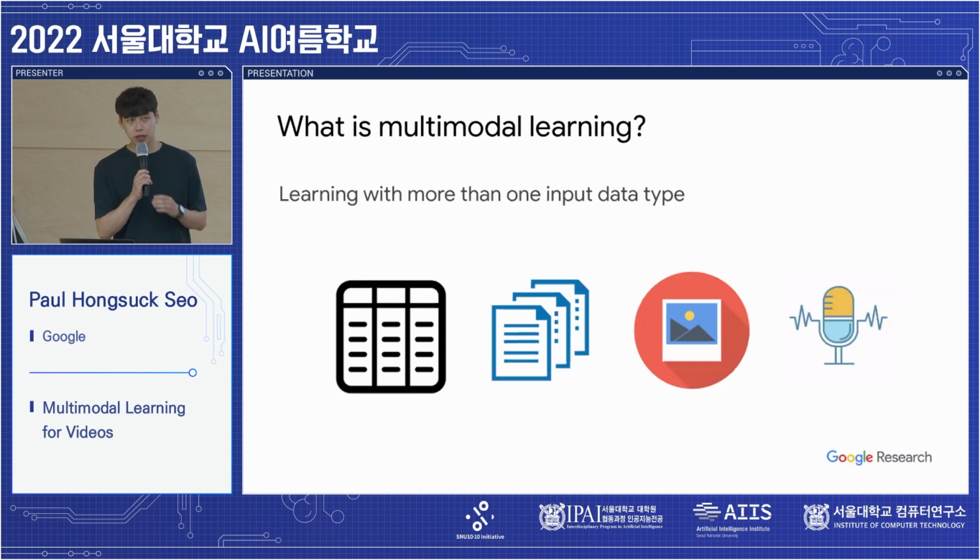So what is multimodal learning? Here, by multimodal learning, I mean learning with more than one input data type. There can be various data types available, for instance, numerical or categorical data in the form of tables, natural language, videos, images, and also audio. So we have different types of data available, but can we use multiple data types to build a model? That's what I mean by multimodal learning.